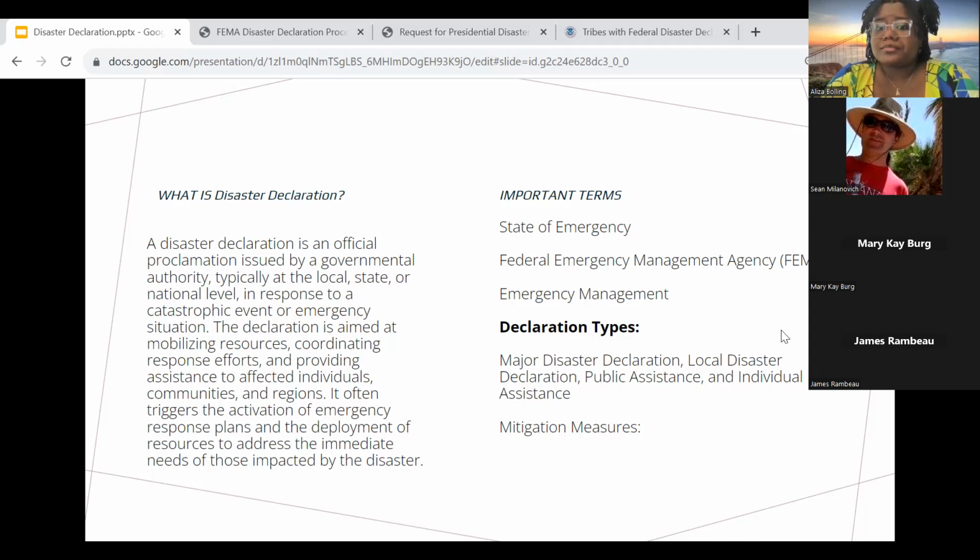Emergency management is also one where you'll hear people preparing more in a preventative mindset, where they're preparing for emergencies. You don't want an emergency to happen, obviously, but you have to be prepared, and therefore you have to have management over these emergencies. There are different declaration types as well. There's major disasters, local disasters, public assistance, individual assistance, and the mitigation measures.